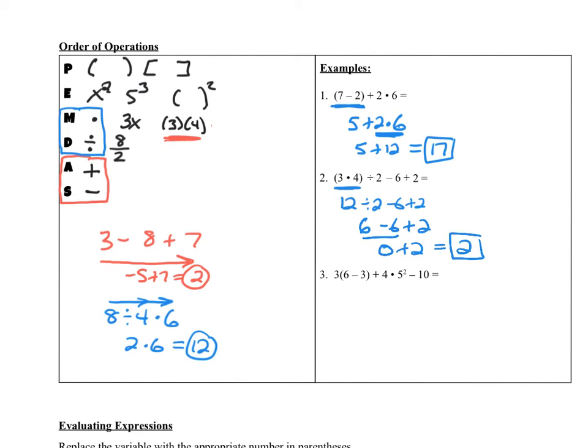Example 3. We're moving on to example 3. I see a parentheses right off the bat, so that would come first. So I'll do 6 minus 3, which is 3, and I'm going to write that answer. I'm going to keep it in parentheses and right next to the 3. And then I'm going to write the rest of the problem. Next, you'll probably notice that there is an exponent in this problem, 5 to the second. And remember that 5 to the second is the same as 5 times 5, so that'll be 25.